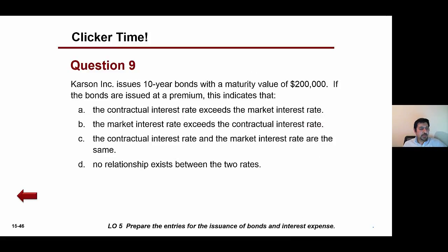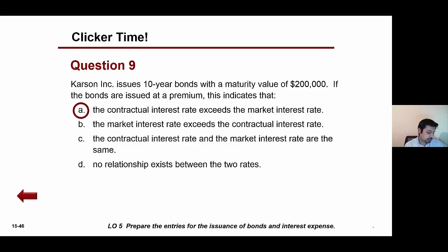Carson Inc. issues 10-year bonds with a maturity value of $200,000. If the bonds are issued at a premium, this indicates that: A, the contractual interest rate exceeds the market interest rate; B, the market interest rate exceeds the contractual interest rate; C, the contractual interest rate and the market interest rate are the same; D, there is no relationship between the two rates. And the answer is A.